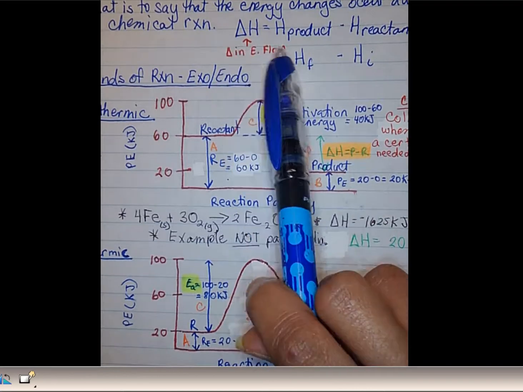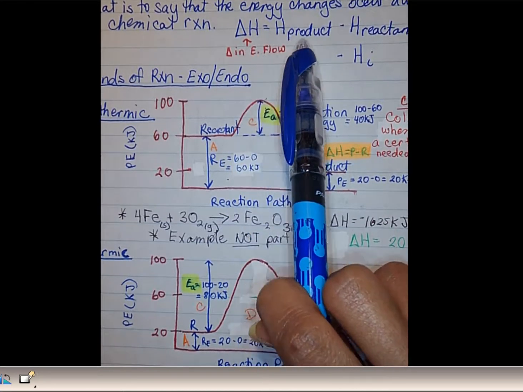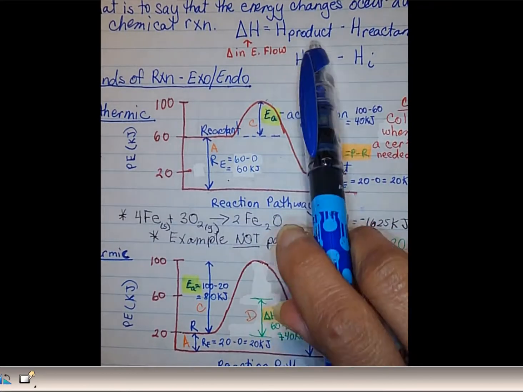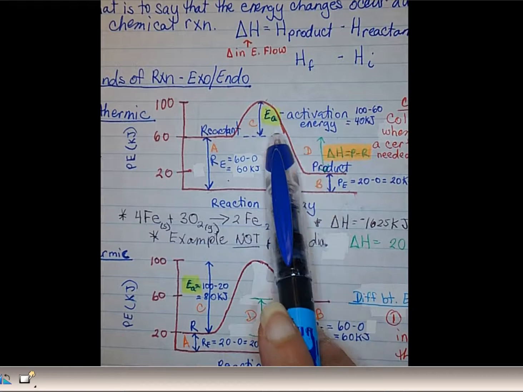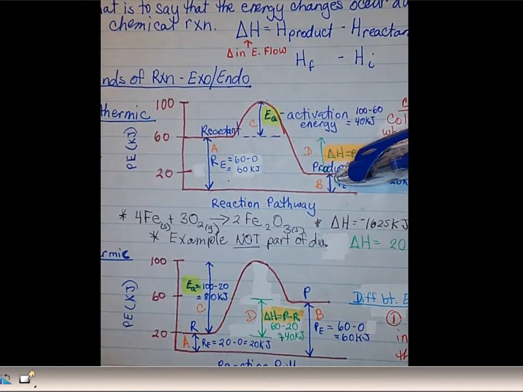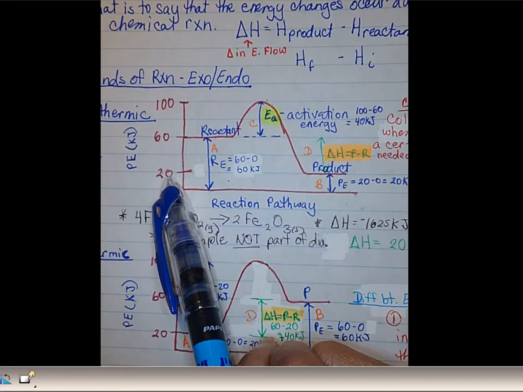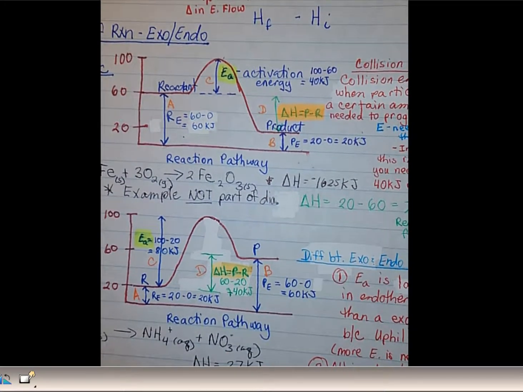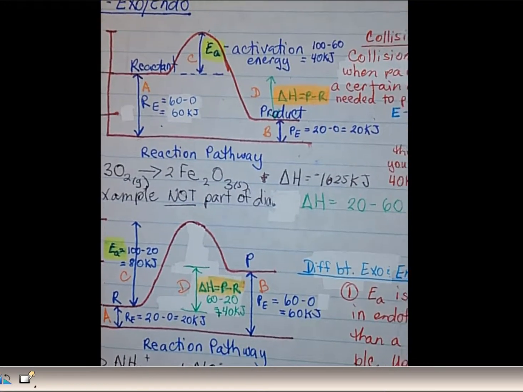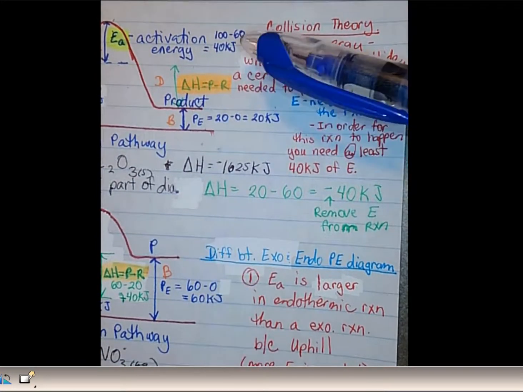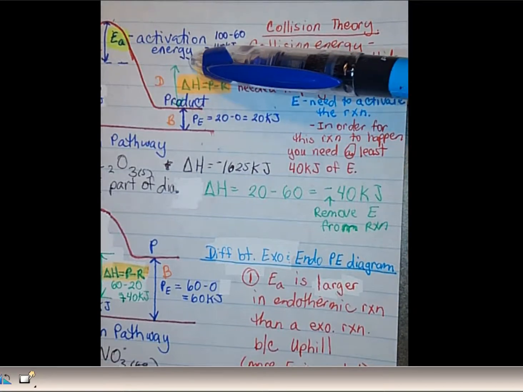And the change in energy flow is always the enthalpy of the product minus the enthalpy of the reactant. So it's really product minus the reactant. Once again, what you're going to do is compare the reactant to where the products are. But this time the product is starting off at 20. So eventually your enthalpy is going to be at 20.